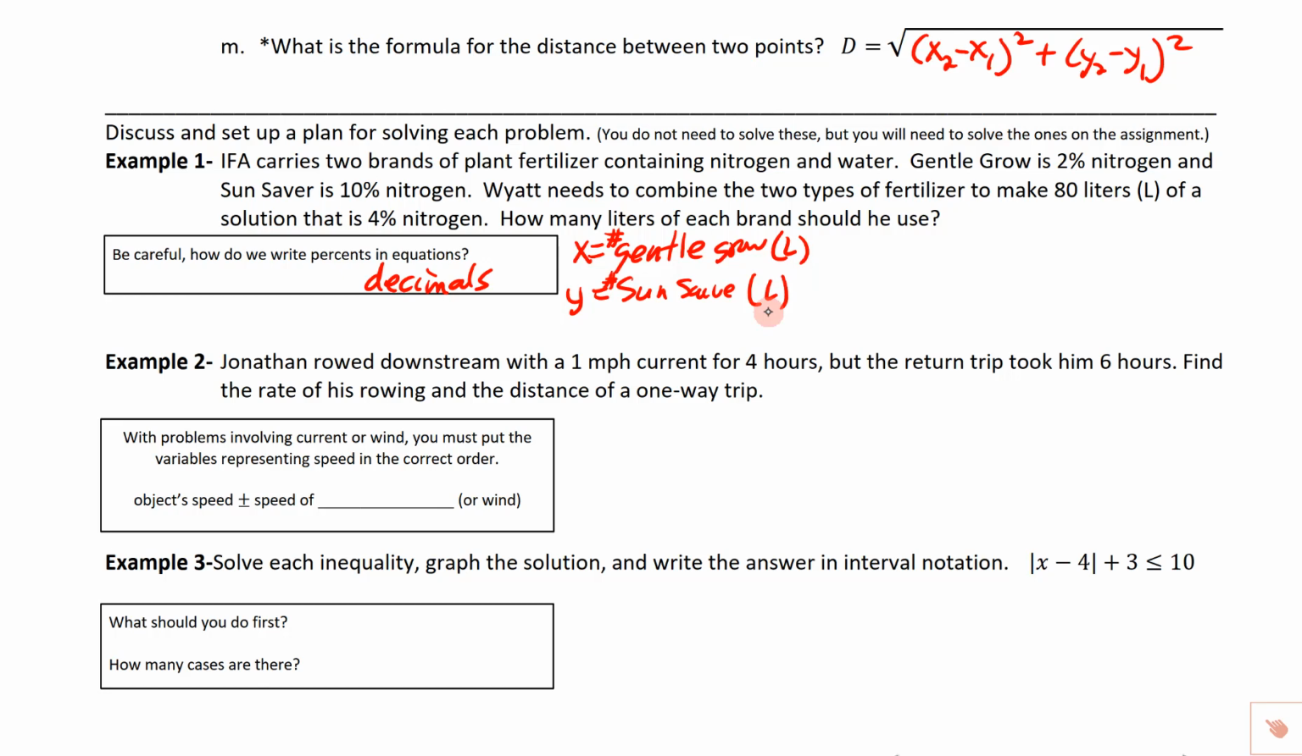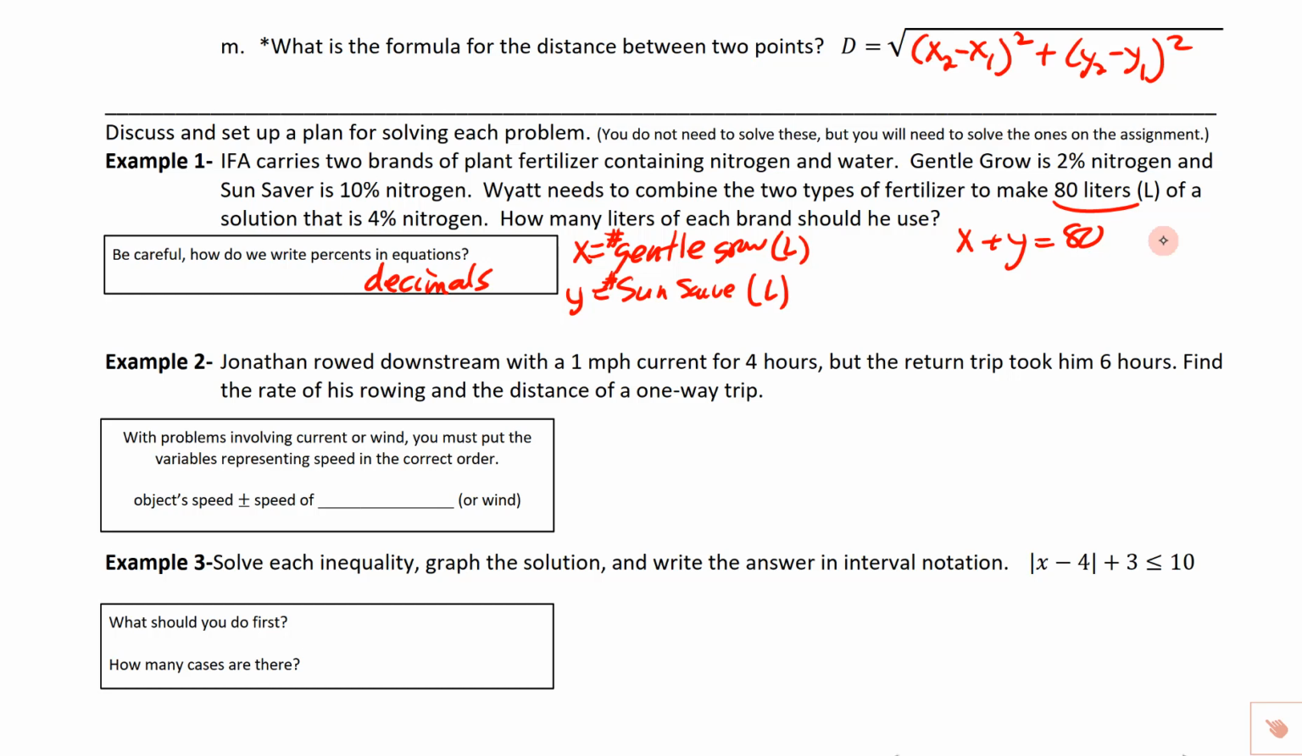So when we put that down, if we're talking about like the number of rides or the number of coins or different things like that as we've done before, we're looking for a number of those. So we couldn't have a fraction or a decimal answer. If we're talking about liters, we could have a portion of a liter. So we could have 25.5 liters or different things like that. So the fact that he needs 80 liters altogether means we're going to have x plus y is equal to 80.